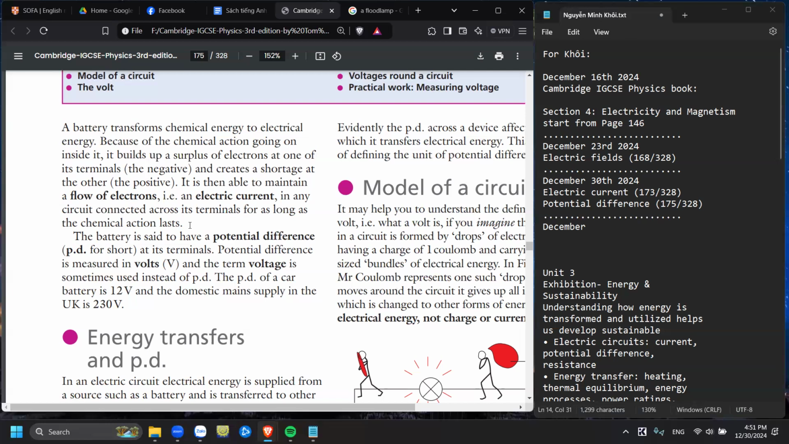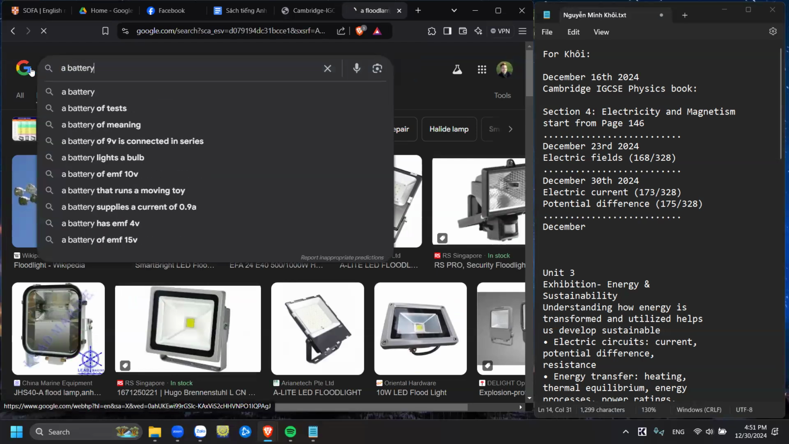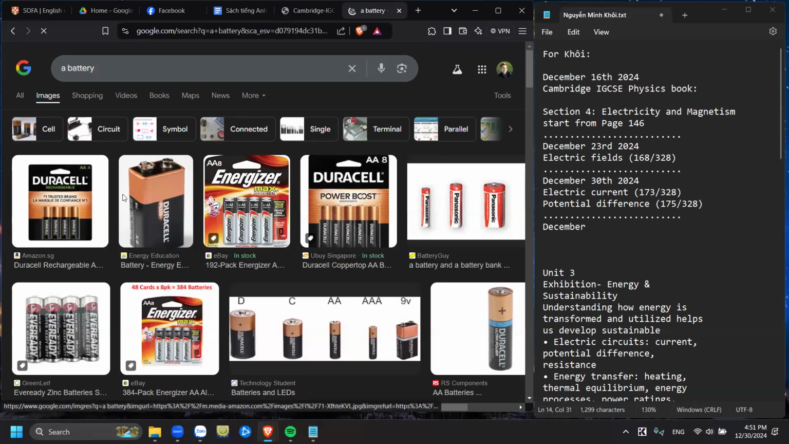For example, you have a 1.5 volt battery. After some time, it will die, right? And it will not work anymore. You have to remove and replace it, isn't it?